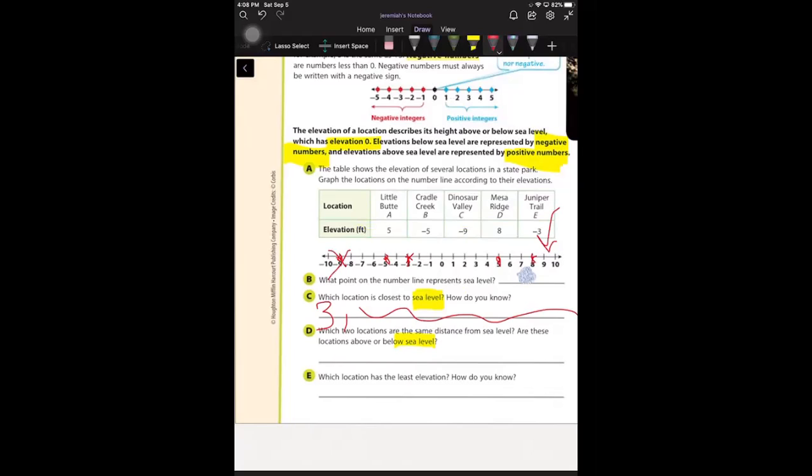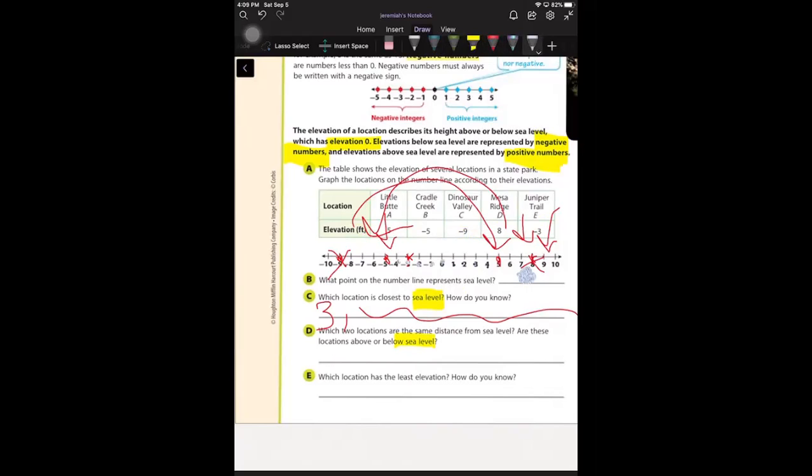I mean -9. Now, let's try 8. Does 8 have a pair on the other side? Do you see -8 that is plotted? No, there's no -8. So it can't be that. So let's take a look at -5 right here. Does -5 have a pair that is 5? Yes, it does. So they are both 1, 2, 3, 4, 5. Now let's try the other way. Here we go. 1, 2, 3, 4, 5. They are both 5 units away. So -5 and 5 are the same.